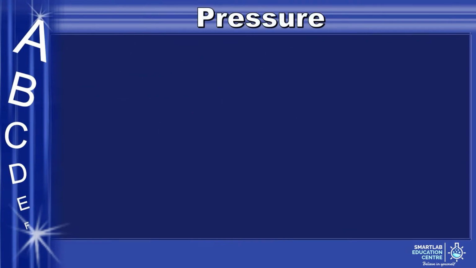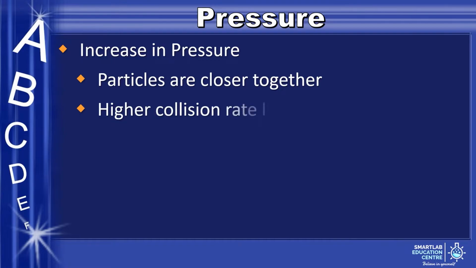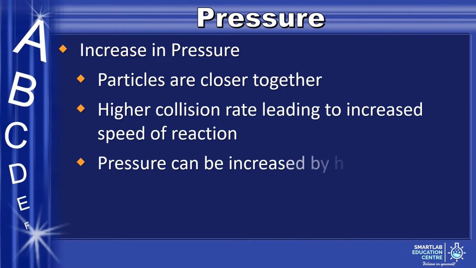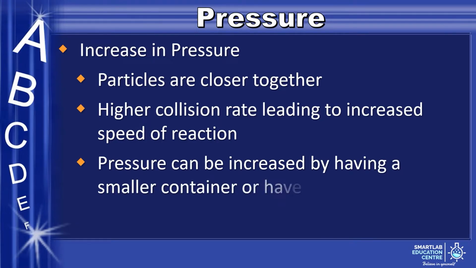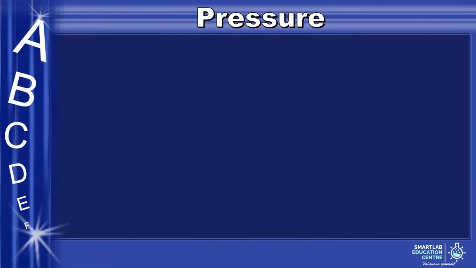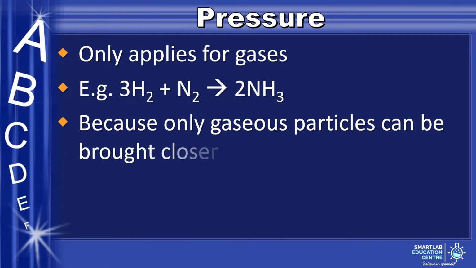Let's now look at pressure. When pressure increases, particles are closer together. There is a higher collision rate leading to increased speed of reaction, and pressure can be increased by having a smaller container or have more particles in container. The discussion about pressure only applies for gases, and an example is the formation of ammonia from nitrogen and hydrogen. It is because only gaseous particles can be brought closer together by increasing pressure.